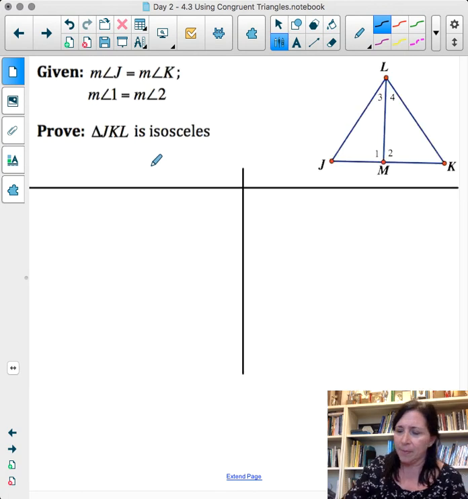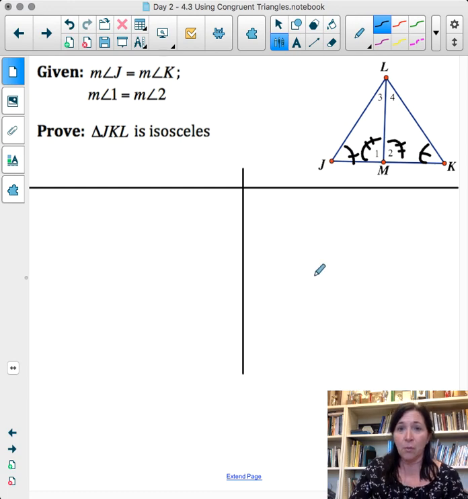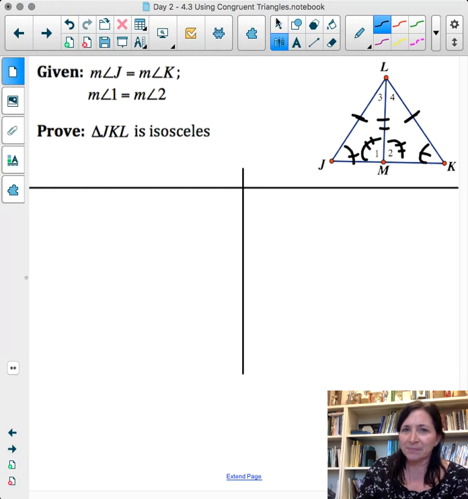So we have another proof. Let's see here. Here we go. We have this proof that says J is congruent to K, and we know that 1 is congruent to 2. We also know that LM is congruent to itself. So that would prove this triangle congruent to this triangle. If my two triangles are congruent, then I can say that this line here is congruent to this line here. And if those two lines are congruent, if LK is congruent to LJ, then I know my triangle is isosceles.